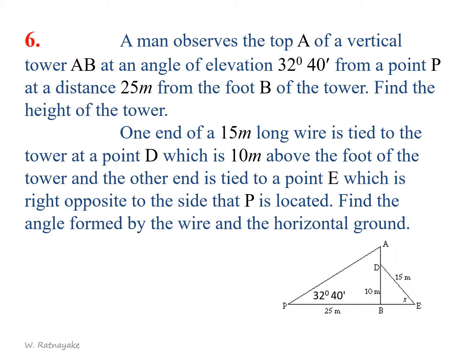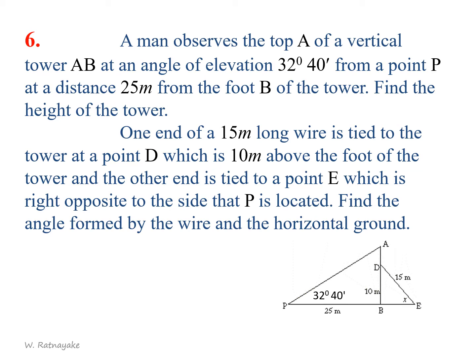Now, for that purpose, we have to consider the triangle APB. APB is a right angle triangle. The magnitude of one acute angle is given, that is 32 degrees and 40 minutes. The length of PB is given, PB is the adjacent side to the given angle. We have to find the height of the tower, that is AB, if we take it as h. h is the opposite side to the given acute angle.